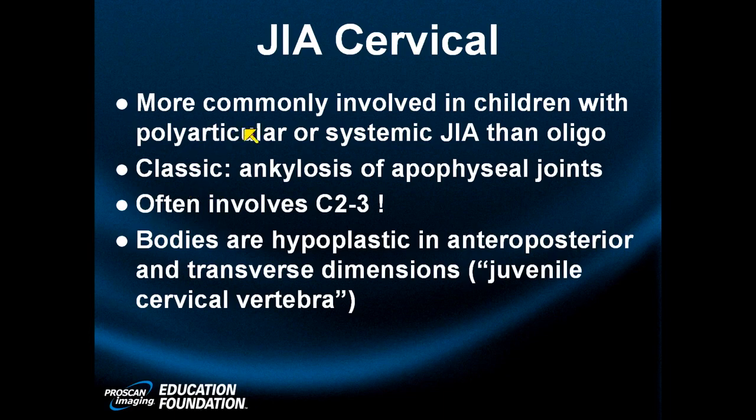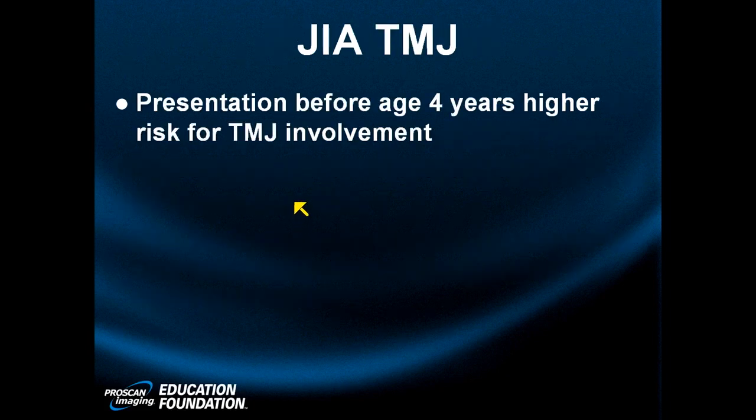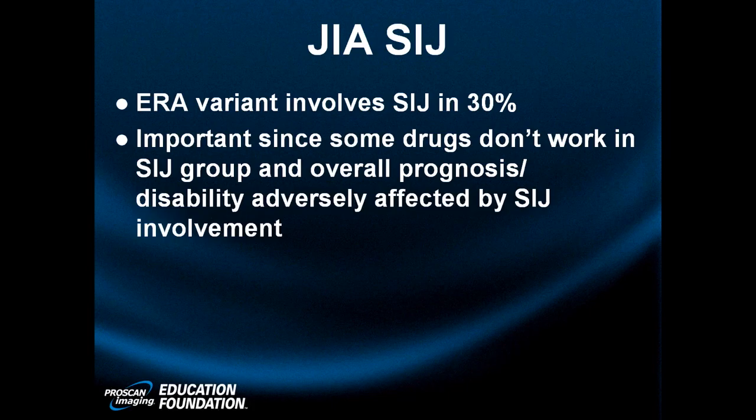Cervical region. This is more commonly involved in children with polyarticular or systemic JRA than oligo. Our patient is an oligo, and they classically get ankylosis of the apophyseal joints. For some ungodly reason, it likes C2-3, and the bodies may become hypoplastic in the anteroposterior and transverse dimension, and so they get what's known as a juvenile cervical vertebra. The TMJ may be involved in oligoarthritis in JIA. Usually it presents at an early age, and if patients have a JIA presentation before age 4, they invariably will get TMJ arthritis later on in life.